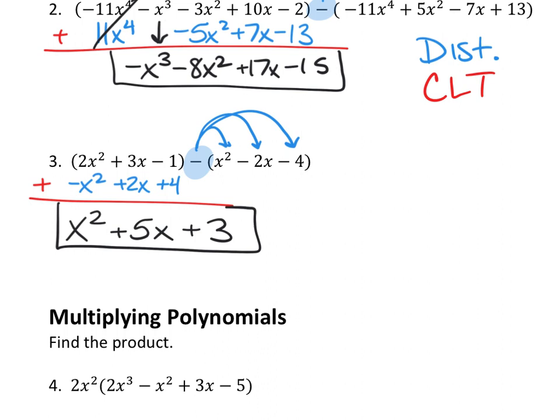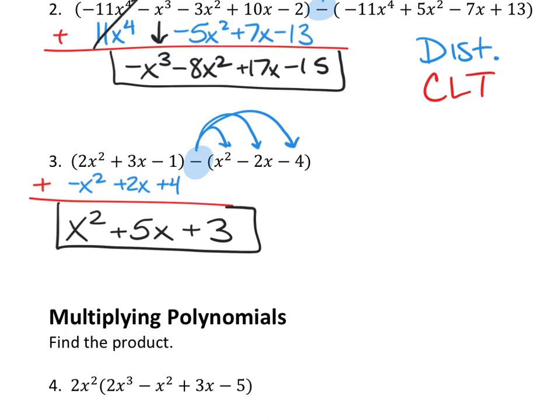Okay, take a look at the board. How'd we do? Remember, when you write them down and we're subtracting, don't write the same sign as before. All of these signs need to change. So instead of positive x squared, it's negative. Instead of negative 2x, it's positive. And instead of negative 4, it's positive 4. So you just switch the signs and add them up.